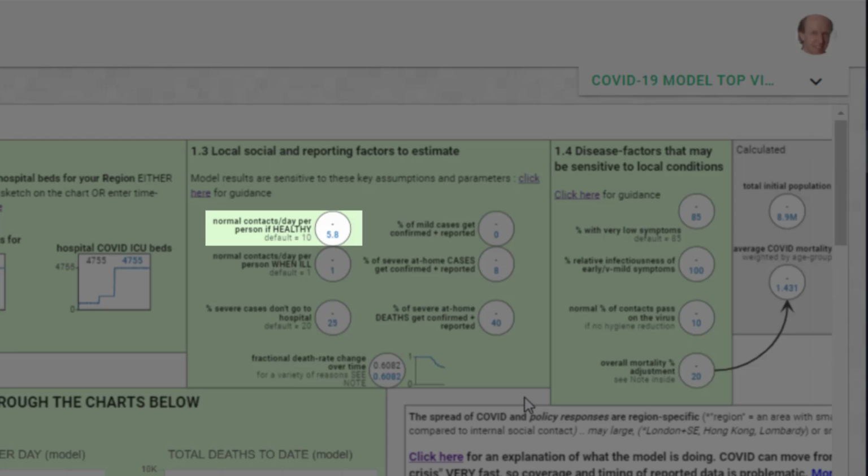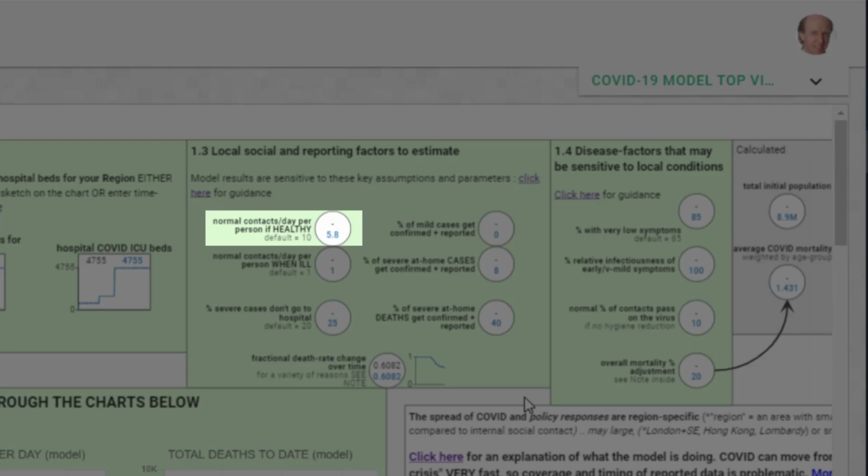If the region you're looking at is very densely populated, a very dense city for example, then that normal contact rate will be very high. If it's a much more rural distributed geographic area, then that contact rate may be much lower.